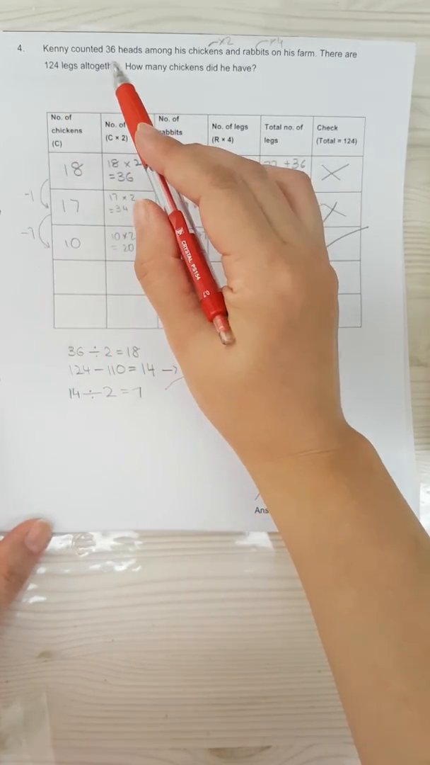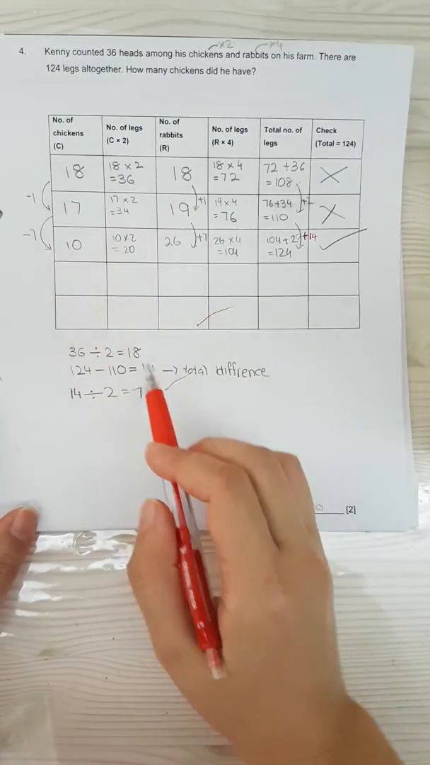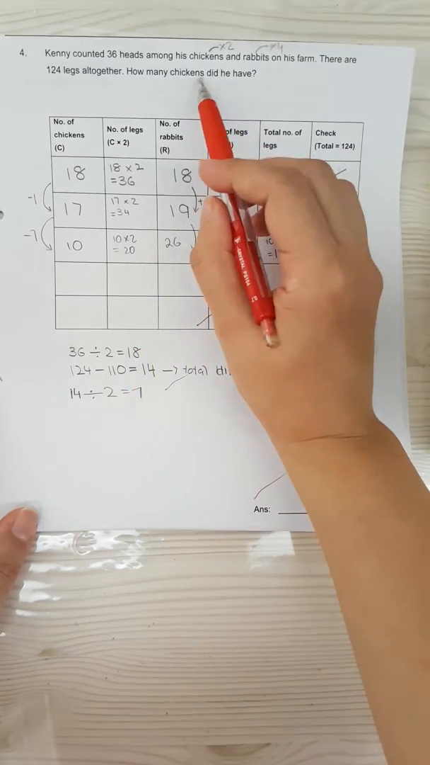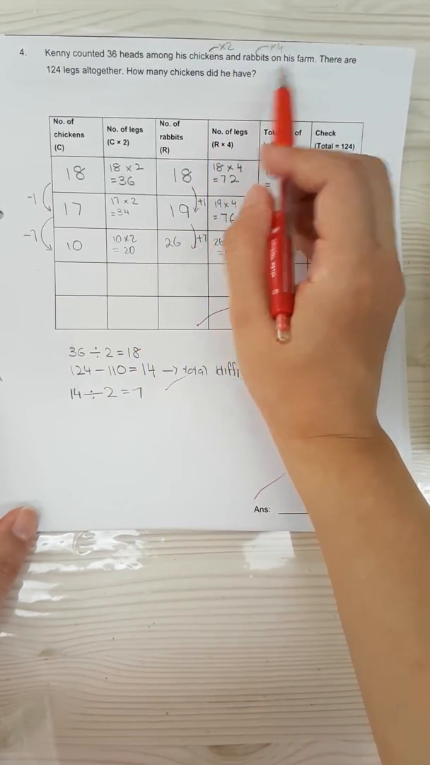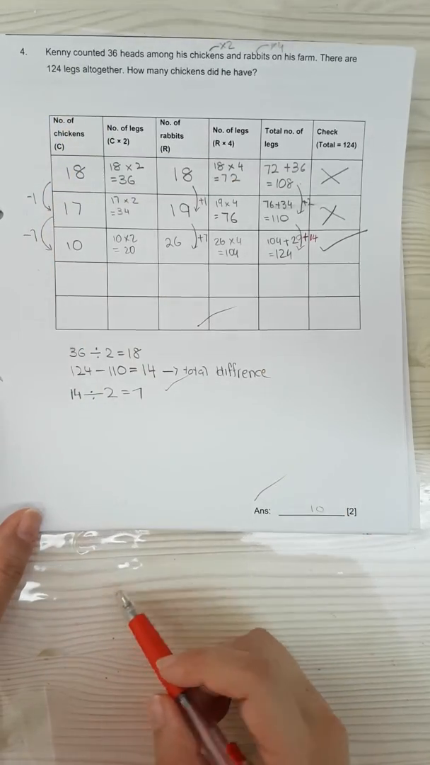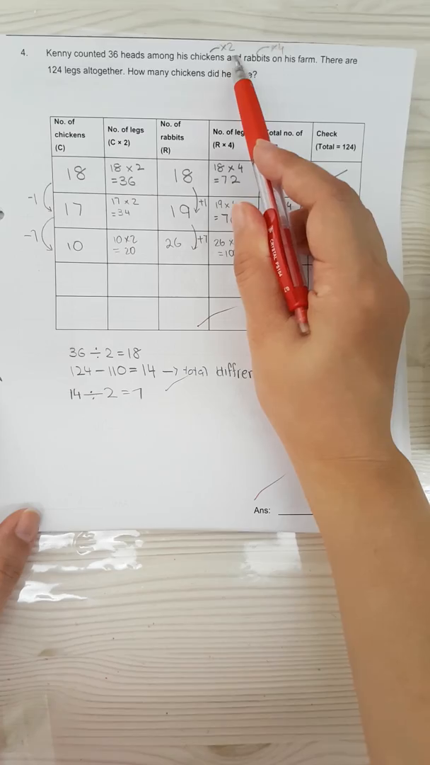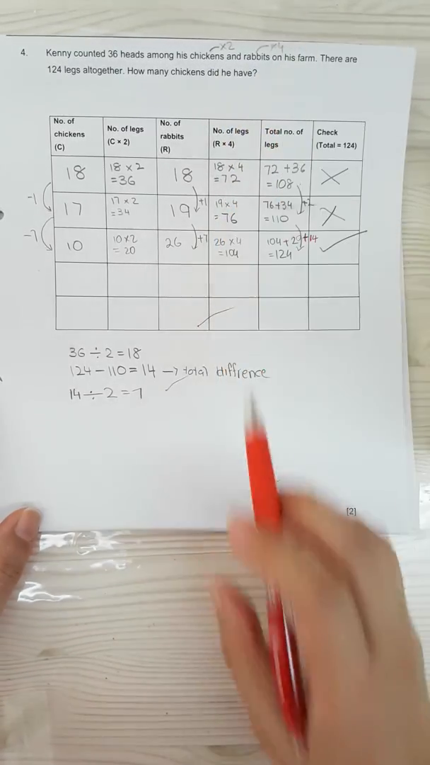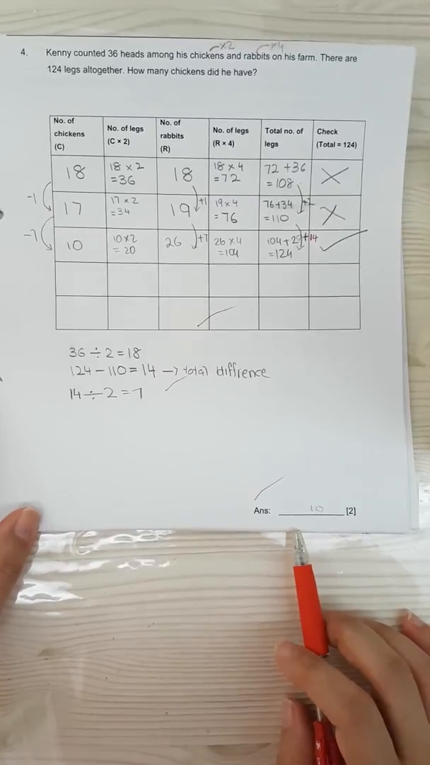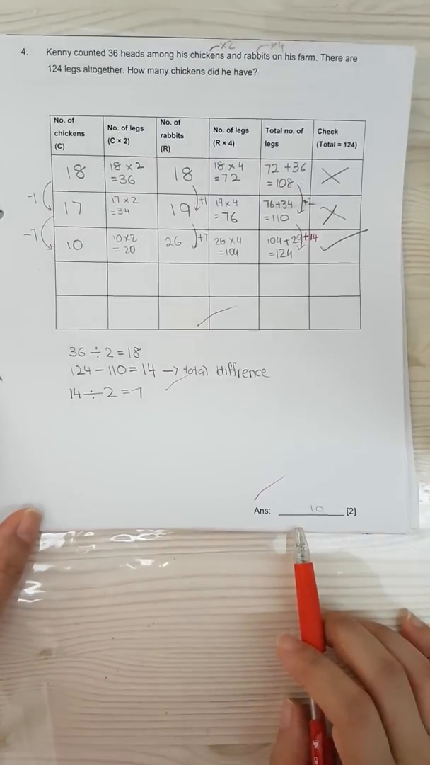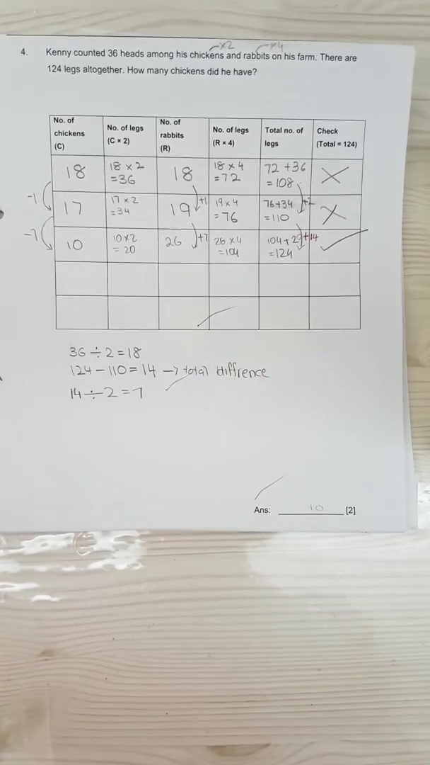Kenny has 36 heads. I divide by 2 categories. I will put 18 here, 18 here. He has chickens and rabbits on his farm. There are 124 legs altogether. So this question is about legs. One chicken, 2 legs. One rabbit, 4 legs, which means for chicken you will use the 2 times table: 2, 4, 6, 8, 10, and so on. For rabbits you will use the 4 times table: 4, 8, 12, 16, and so on.